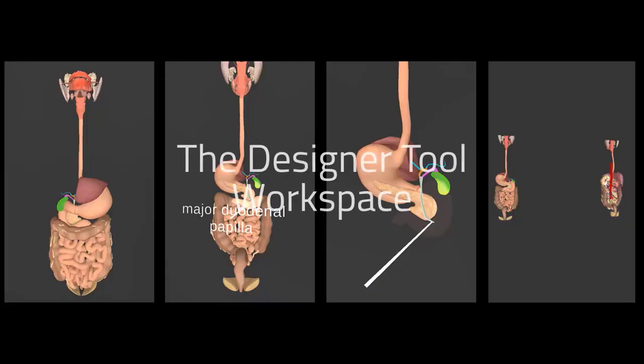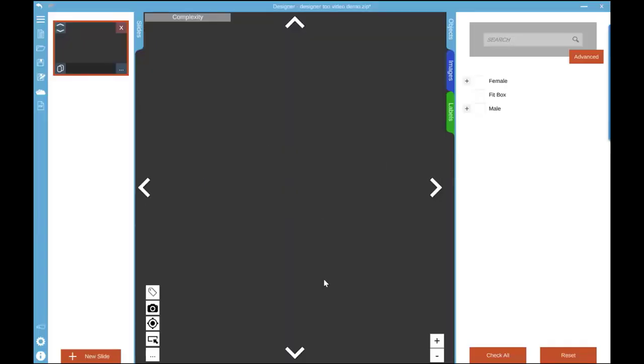The Designer Tool Workspace. We are going to start off with an aerial view of the workspace in the Designer tool. The view you see here is a pristine view with no content added yet. First is the title bar area. Note the slideshows are saved as zip files.